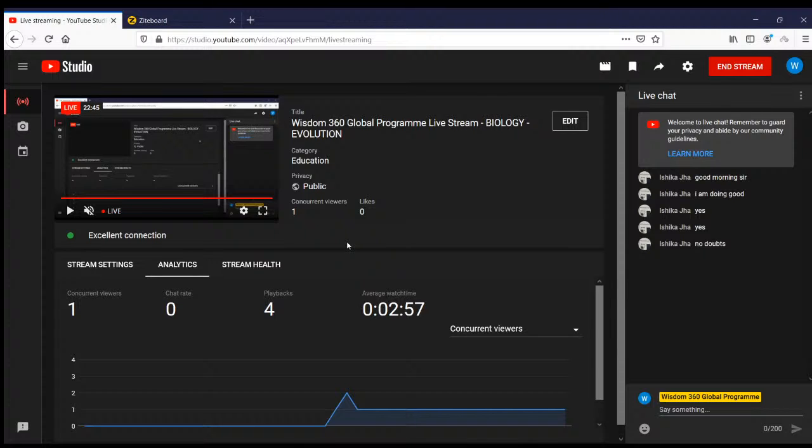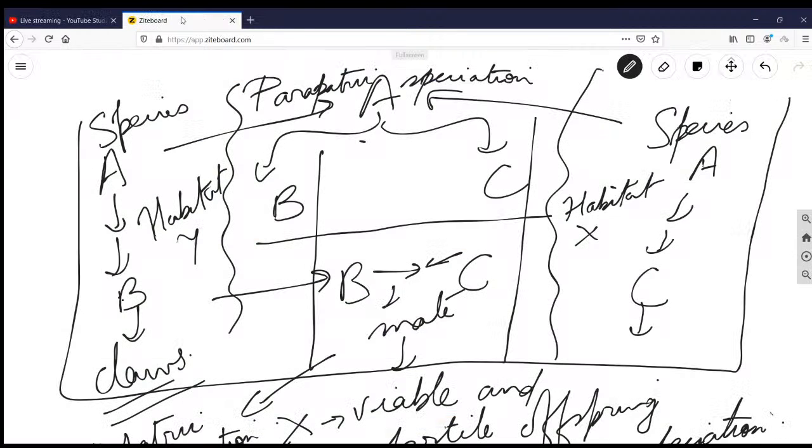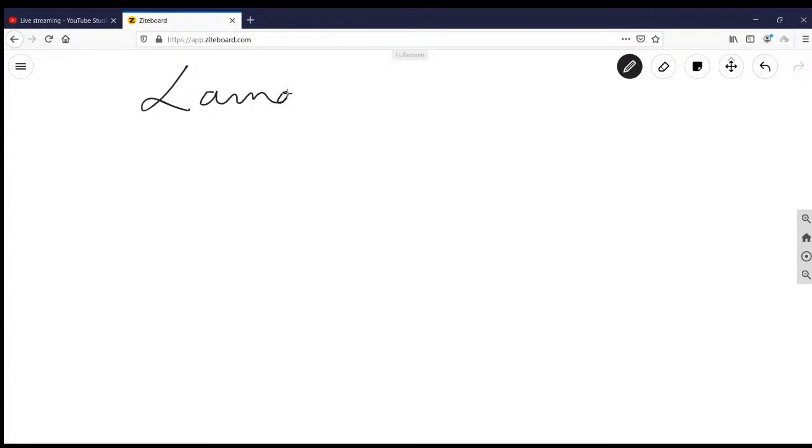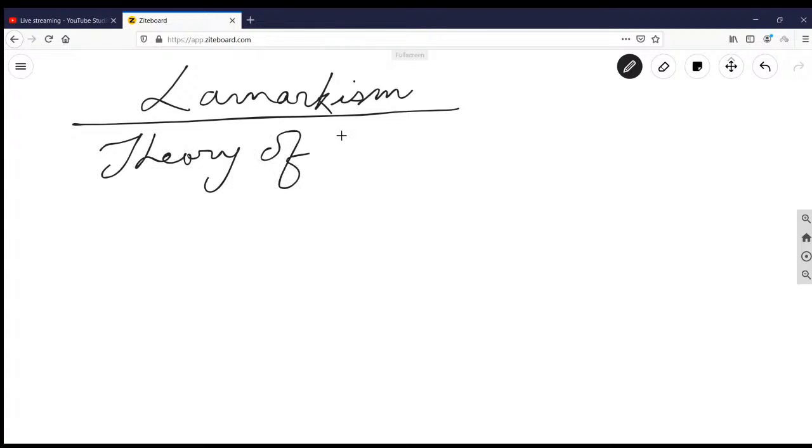Okay, good. So now, first I'll explain the theory of Lamarckism to you, and then we'll be switching to Darwinism in detail. So Lamarckism, when you study evolution, is a very, very fundamental theory. It is also renownedly known by the name theory of inheritance of acquired characters.